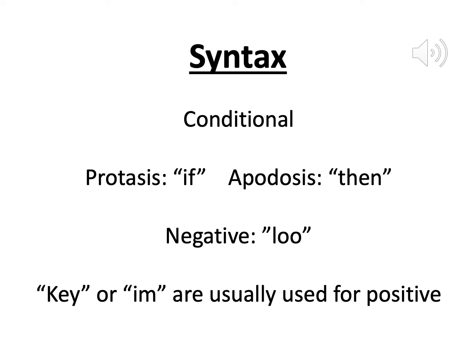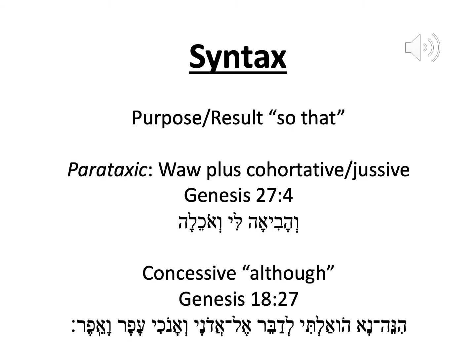Usually, ki, the kaf, hirik, yod, or im, aleph mem with a hirik, are used if we actually expect the conditional to take place. There are a few exceptions where ki or im are used for a negative outcome, but most often they indicate a positive outcome. Again, I'm not going to give you any examples of conditionals because we've seen those multiple times, but just keeping in mind that this is technically a syntax of clauses, where the second clause is conditional upon the first.